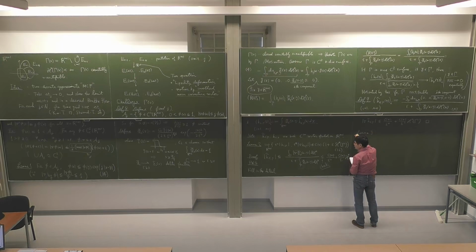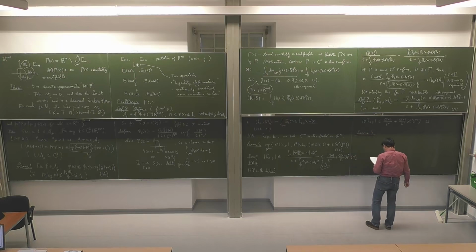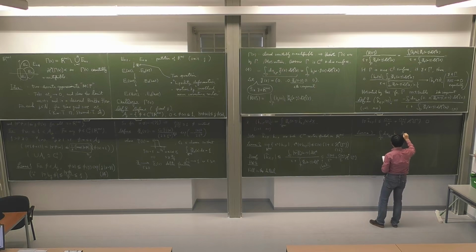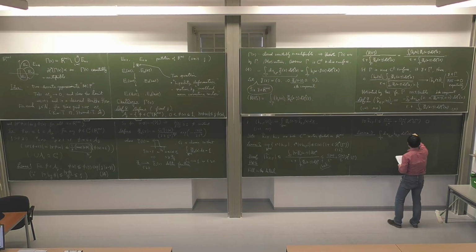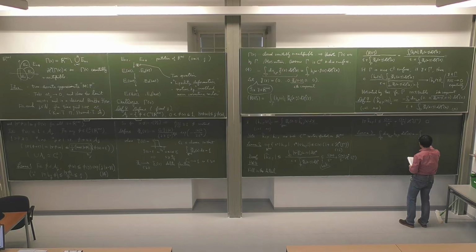Lemma 3. The next lemma, maybe I write this and finish. This is the reason why we have this double sort of smoothing. So the following formula holds. This one's kind of a nice little lemma. This is equal to minus of H tilde squared times phi.